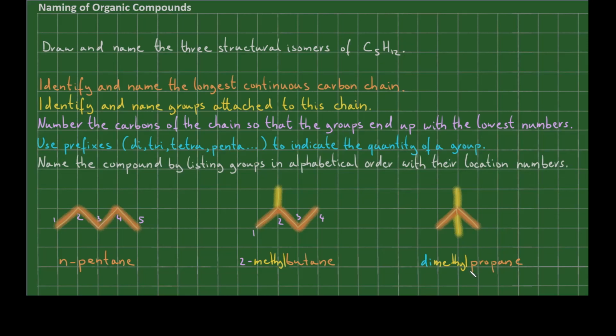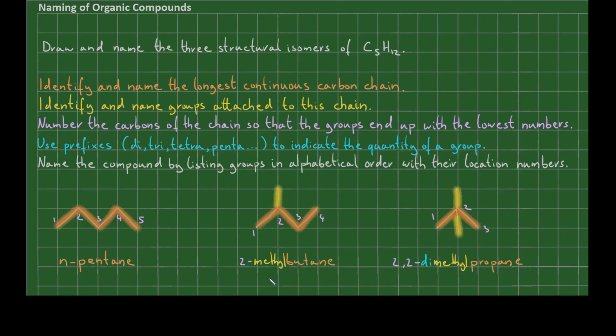I also need to say where those 2 methyl groups are located with respect to the longest continuous chain. To that end, I need to number the longest continuous chain. I have 2 methyl groups on carbon number 2. So the name of this compound becomes 2,2-dimethylpropane.